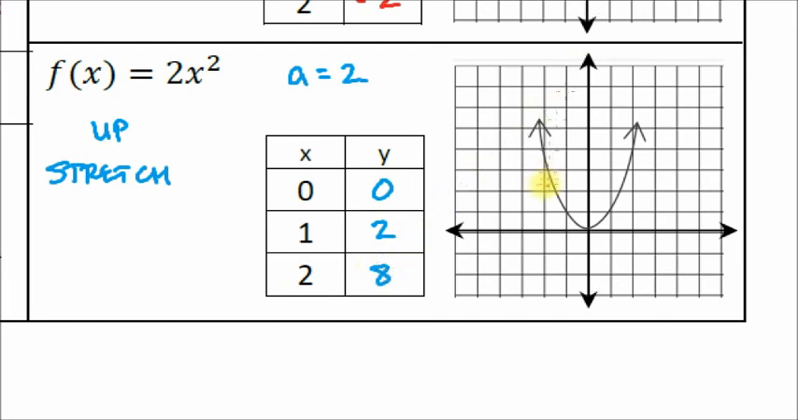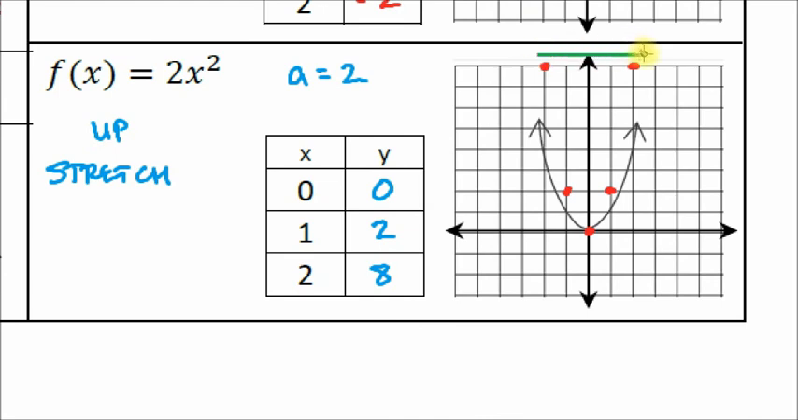Let's plot that compared to the parent function, where a equals 1. We got 0. 1, 2, you can already see it's getting narrower, and 2, 1, 2, 3, 4, 5, 6, 7, 8. Let's reflect those points on the other side of the y-axis, because the y-axis is the axis of symmetry. And let's go ahead and try to draw that parabola.